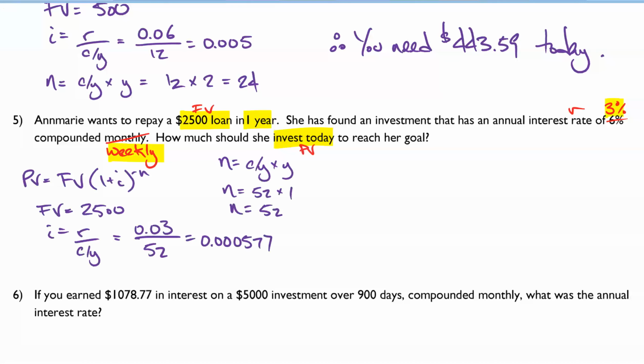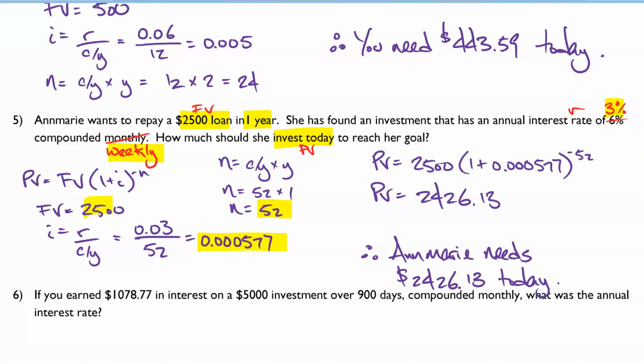Check in. Did you get this? 2500, 0.000577, and the end value calculates out to be 52. You got these? Then there you go. Anne-Marie needs $2,026.13. And again, if your calculator allows you to punch it all in one shot, go ahead and do that, because you're obviously getting the same answer as me. And Anne-Marie needs $2,426.13 today, so that after exactly 1 year, she's going to have $2,500. It'll accumulate interest upon interest and be worth $2,500 within a year.